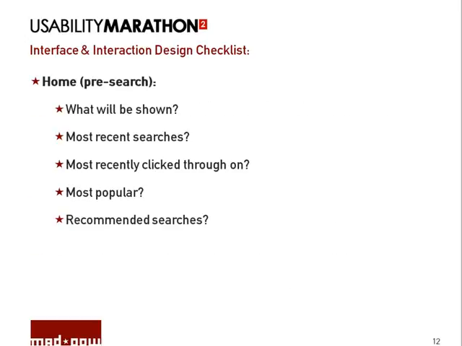So a lot of that was about what you can do to make the search more effective, and how you can work with the team and the technology to really make things happen. Now we're going to jump into the actual interface and interaction design component, and that is determining on your homepage, pre-search, when they get there, what are you going to show? Are you going to show most recent searches, most recently clicked through on items? Are you going to show most popular, like on Twitter.com, for example? Are you going to recommend searches to people based upon their profile or based upon what they're searching?